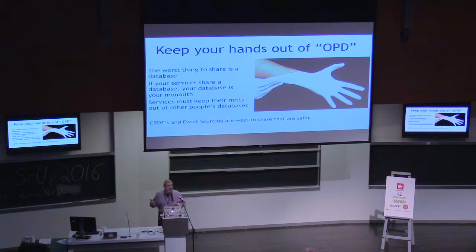It's also a bad idea from a design point of view, even if you find that this requires a certain amount of denormalization and duplication of data. Normalization is not a friend of scalability. They're actually competitors, if you like, enemies to each other. So services have to keep their mitts out of other people's databases. CRDTs and event sourcing are one of the ways we see this solved. Now CRDTs, when you think about it, are actually a specialized instance of event sourcing that simply converge on an end state.